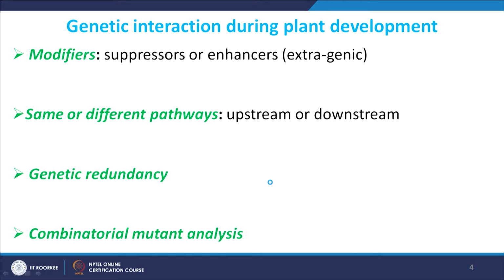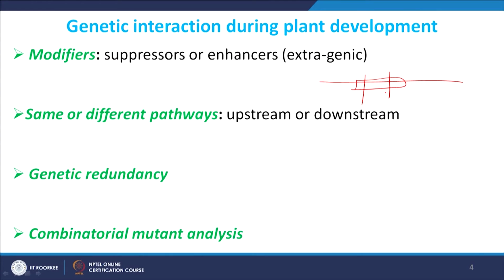Genetic interactions, as I said, you can study by identifying modifiers, which could be either suppressors or enhancers. One possibility: you have a mutant where the mutation is in a particular gene, and you try to identify a suppressor mutant by mutagenizing again. There is a possibility that another mutation happens in the same gene, either at the same site or at a different site, and the second mutation restores the function of this gene. Such mutants are called intragenic suppressors.